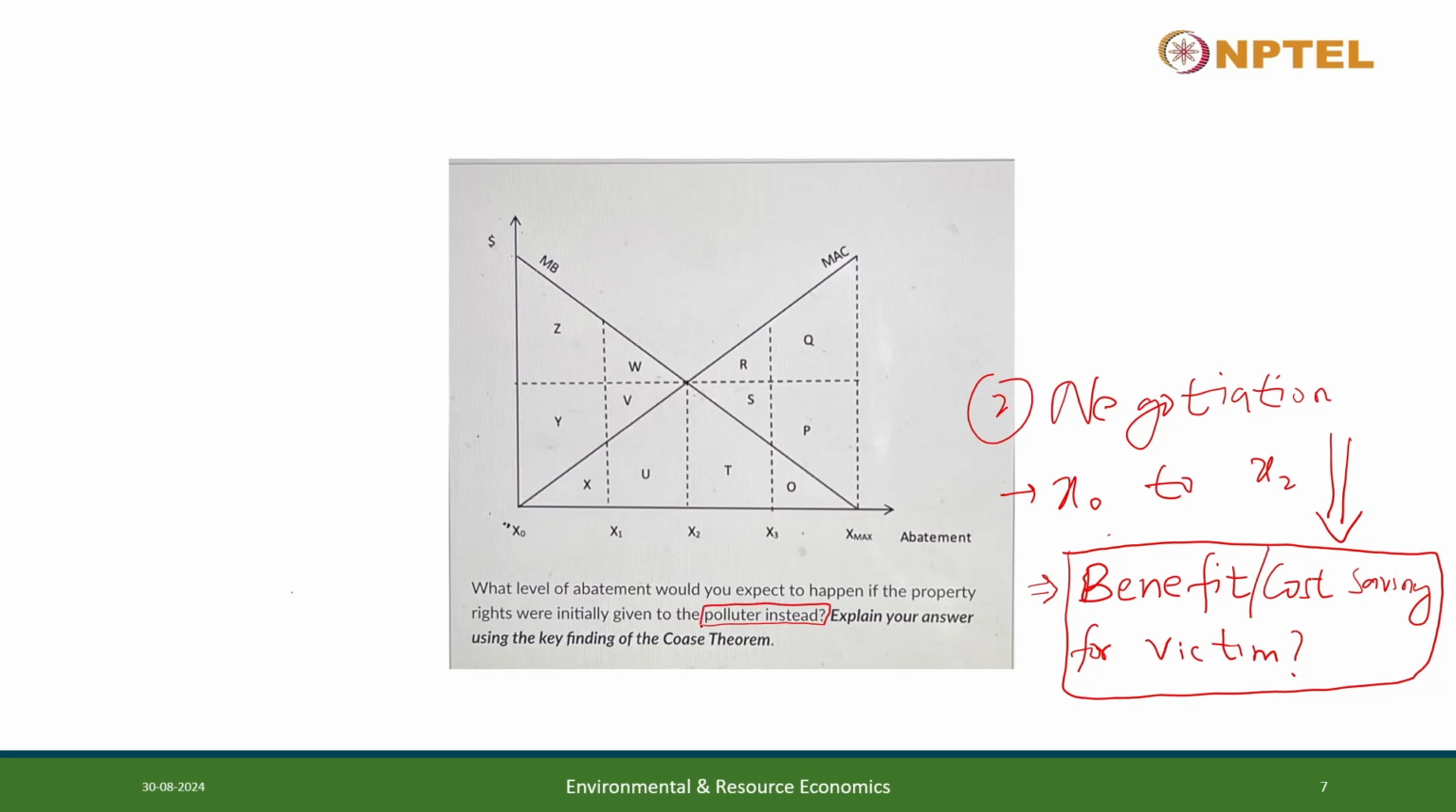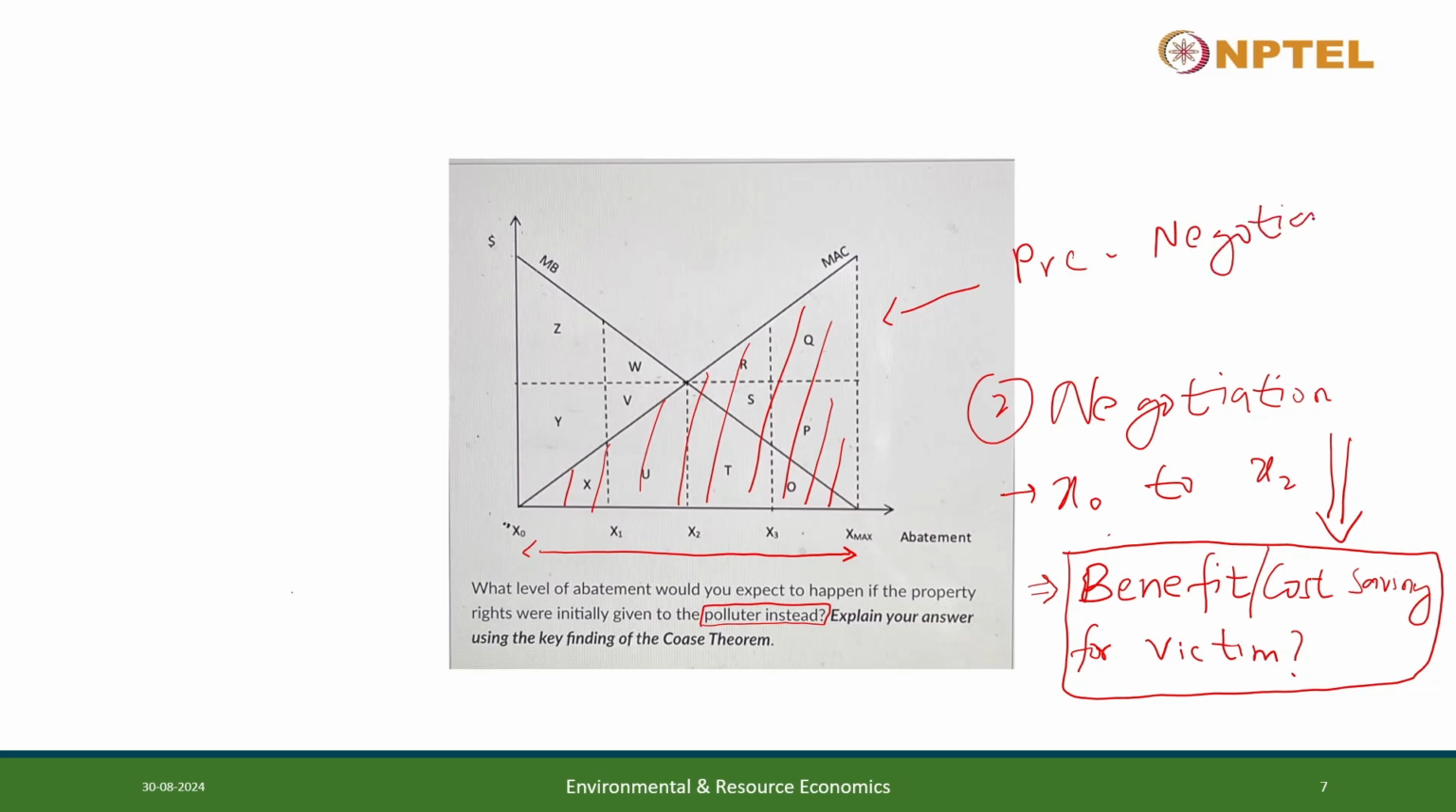Okay. So initially, what did I say? Polluter. Initially, this much level of pollution is done, right? Initially, till X max pollution is done. Okay. Am I right? Yes, ma'am. So the victim has to clean all this. So the cost incurred by the victim is this whole area. Okay. Am I clear? Pre-negotiation case. If there is no negotiation, then this whole area will be the cost for the pollutee or the victim.